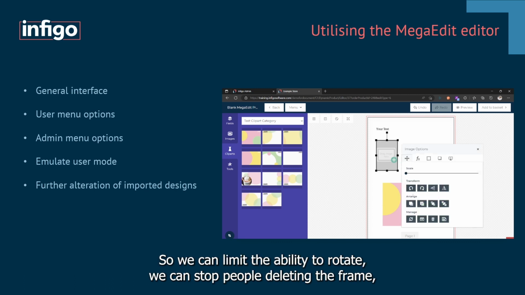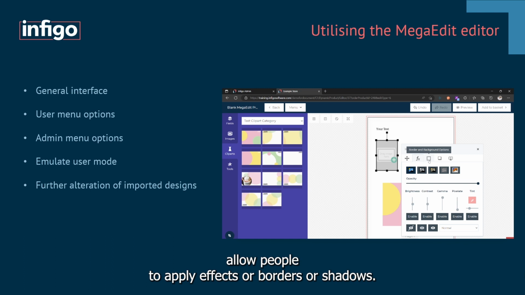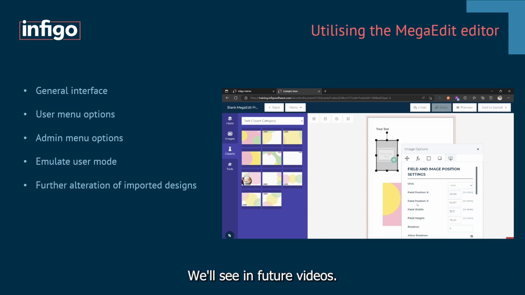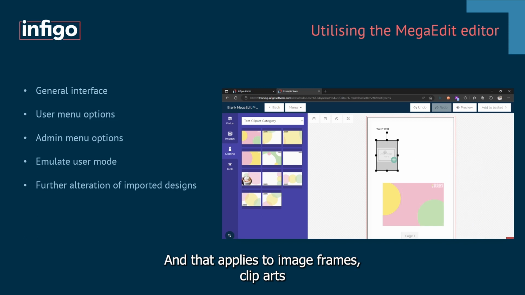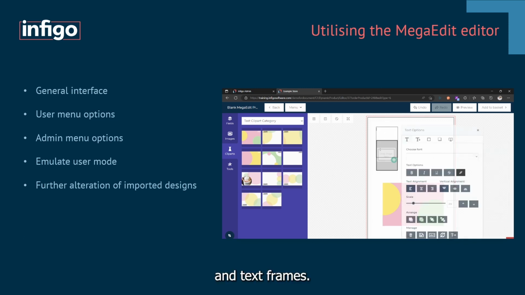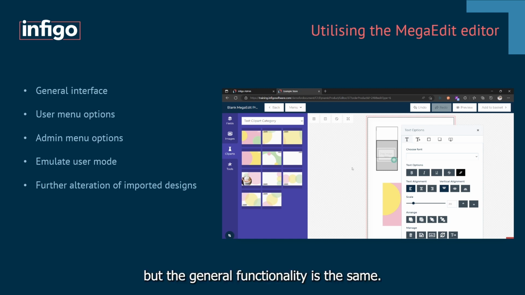So we can limit the ability to rotate, we can stop people deleting the frame, stop people resizing, and not allow people to apply effects or borders or shadows. All of them can be controlled on this tab or from within Invent, as we'll see in future videos. And that applies to image frames, clip arts, and text frames. You might find slightly different options between them, but the general functionality is the same.